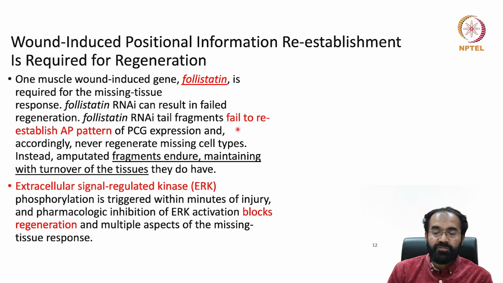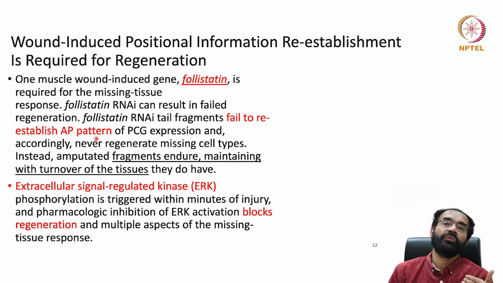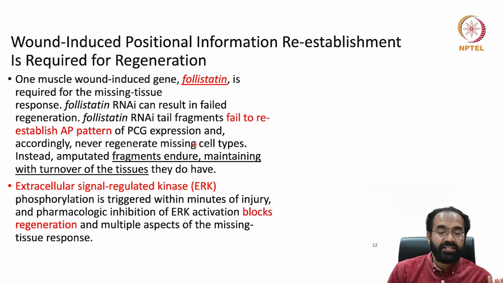Follistatin RNAi tail fragments fail to re-establish the AP pattern. That means if a tail fragment, the tail is already there, a head should be formed, but the anterior-posterior pattern is lost because follistatin is not there. So the supervisor is not there. You will not get this anterior-posterior pattern of PCG expression, and accordingly never regenerate missing cell types if follistatin is knocked down.